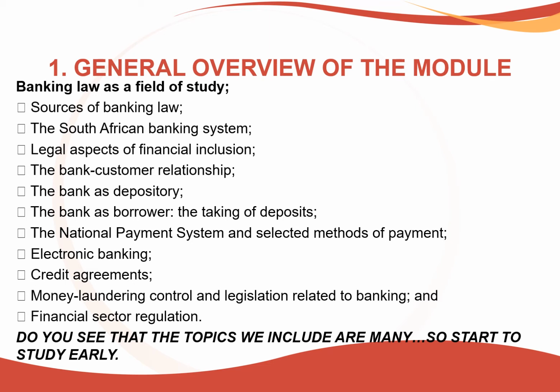Now, after we've dealt with electronic banking, we move on to credit agreements. Now, immediately, you think to yourself, I don't have a credit agreement. But if you own a credit card, you actually do. And this would be in the form of a credit facility. Now, credit agreements, or the lesson on credit agreements, relates to the National Credit Act. Now, you would have heard a lot about the National Credit Act in the popular press.